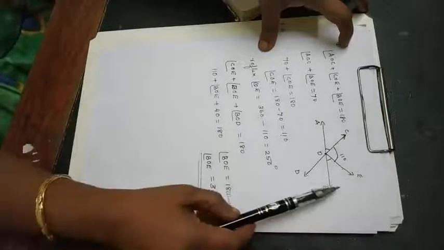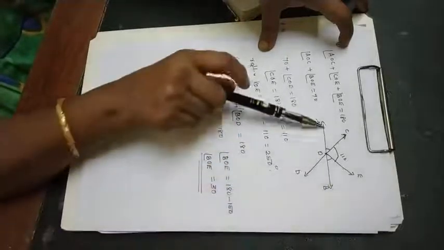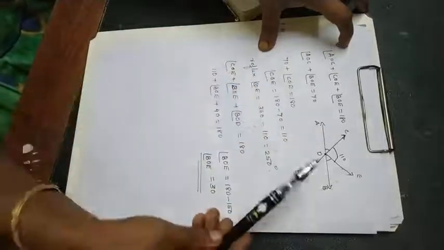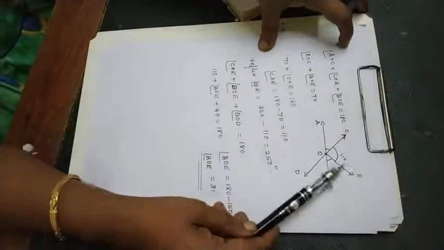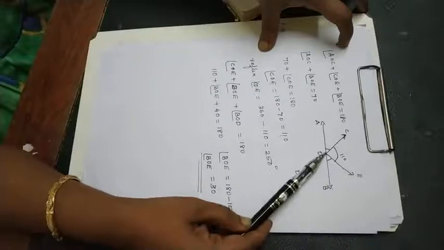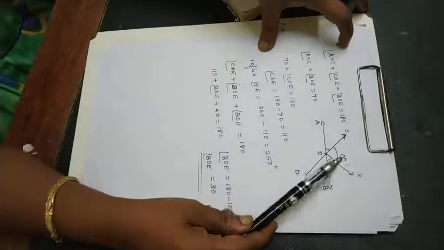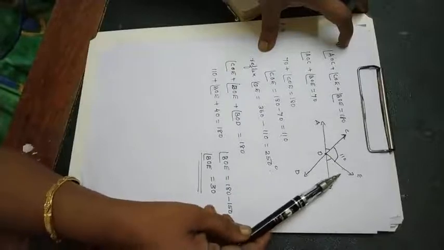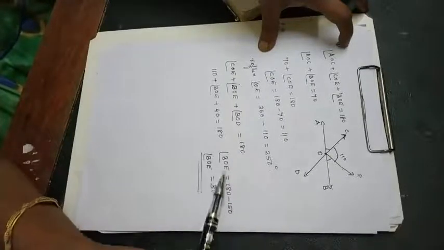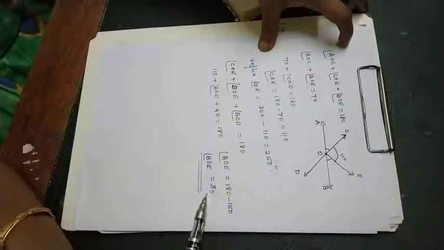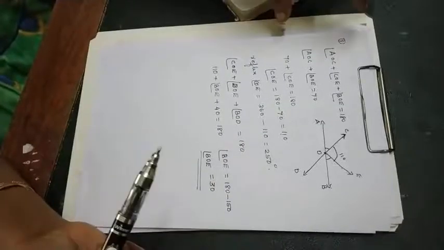Now to find out BOE, you have to take the line CD. So COE plus EOB plus BOD will be equal to 180 degree, or 110 plus 40 plus this one is equal to 180 degree, or BOE is equal to 180 minus 150, that is equal to 30. Okay.